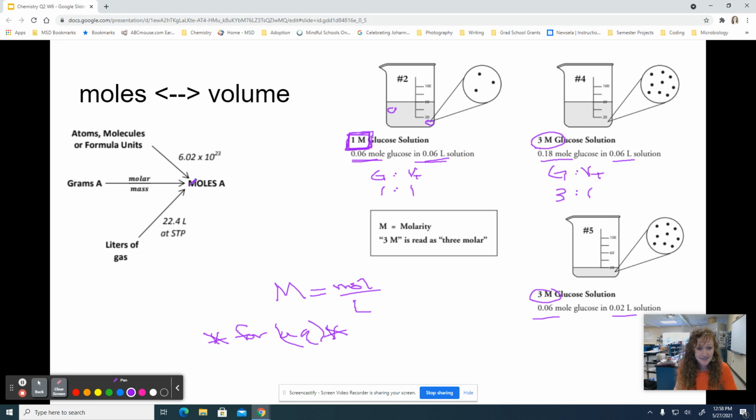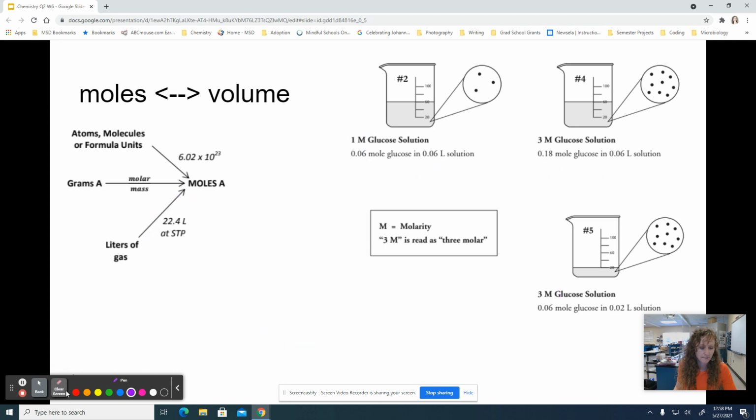So as this other conversion factor that gets us from volume to moles for an aqueous solution, we can use it to convert between volume and moles for aqueous solutions. Let me give you an example of that.